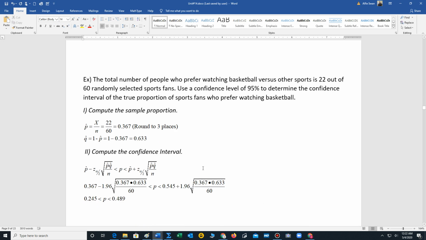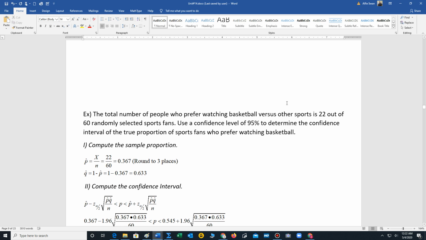We're going to work one other example out. All right, we're going to look at this example here. So it says the total number of people who prefer watching basketball versus other sports is 22 out of 60 randomly selected sports fans. We're going to once again use a confidence level of 95% to determine the confidence interval of the true proportion of sports fans who prefer watching basketball.